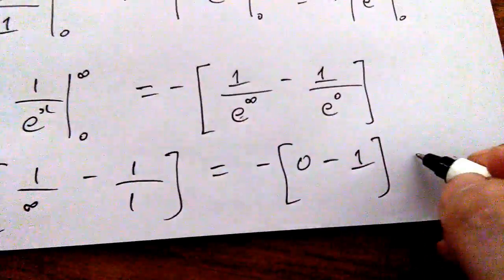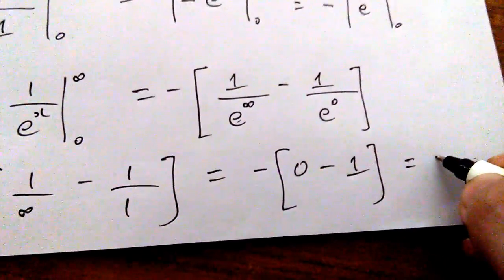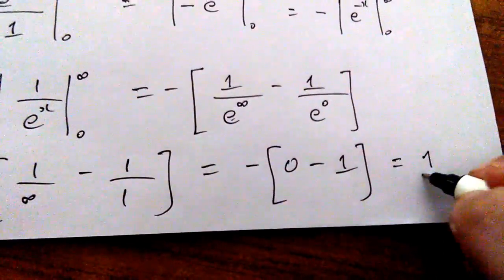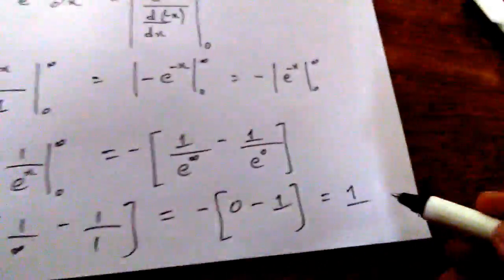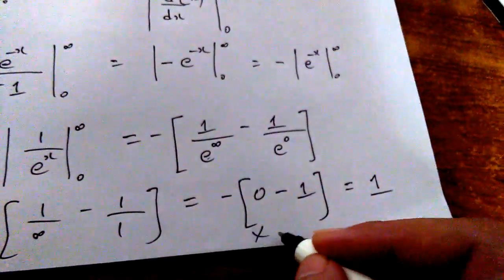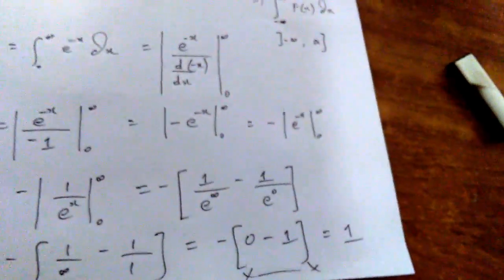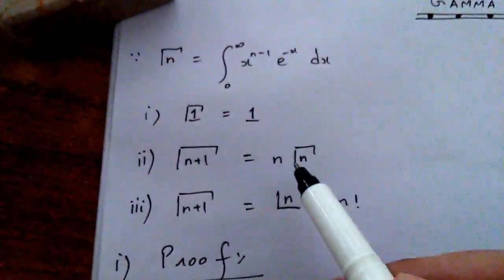So this thing is giving you minus 1, and it gets multiplied with the minus sign outside, so you're having positive 1. So this tells that the gamma function of 1 is 1. That's how you do it, and it is proved. Now let's move ahead to the next property.